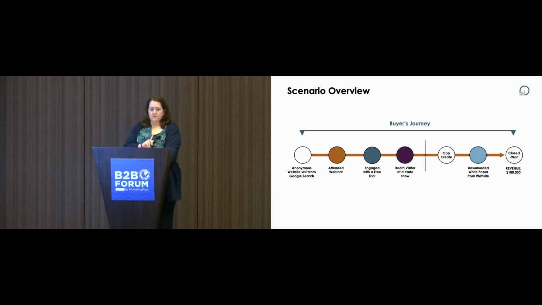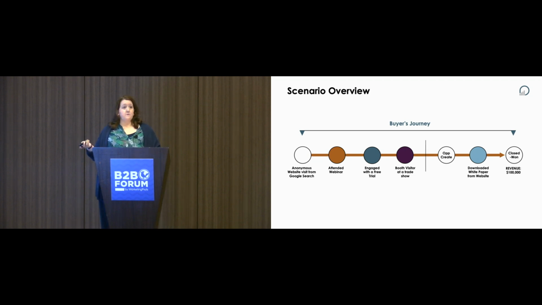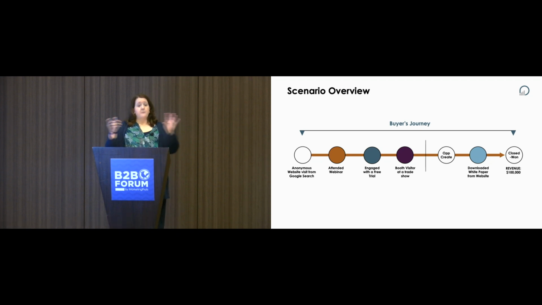I've also included anonymous website visits. Most attribution solutions cannot give credit to an anonymous touch point, but there are some tools out there that can do it, so I wanted to include it. And we'll talk more later about the issues around using anonymous website visits as part of your model. I also want to note that any of these touch points could be done from separate people as long as they roll up to the same account, or it could all be from the same person.